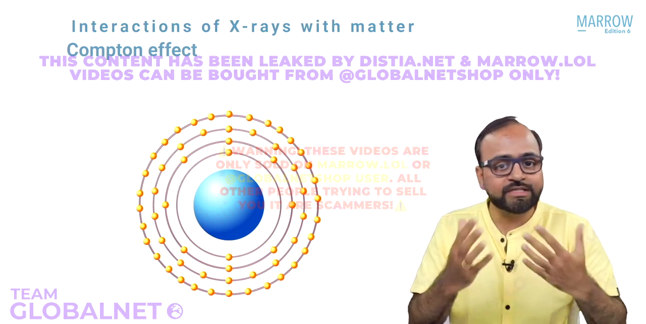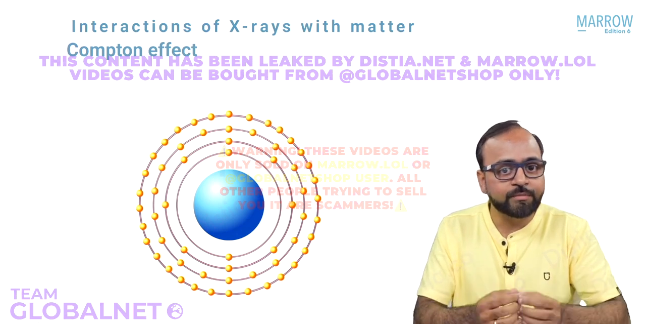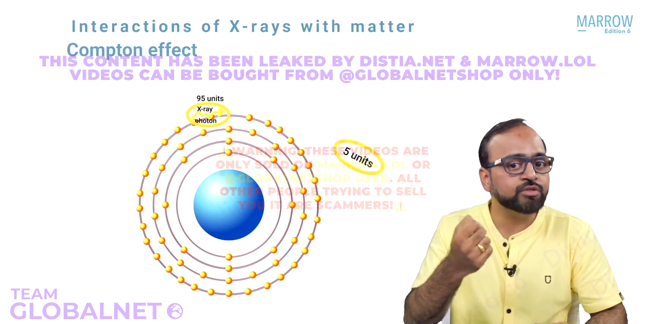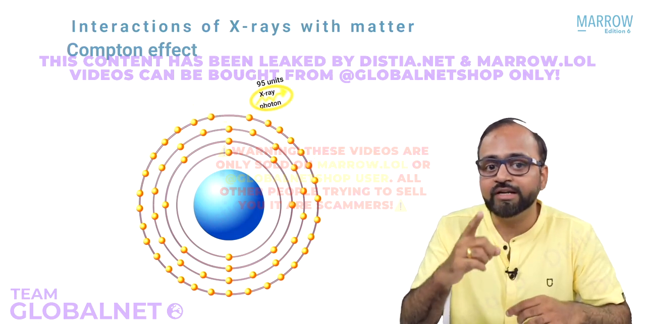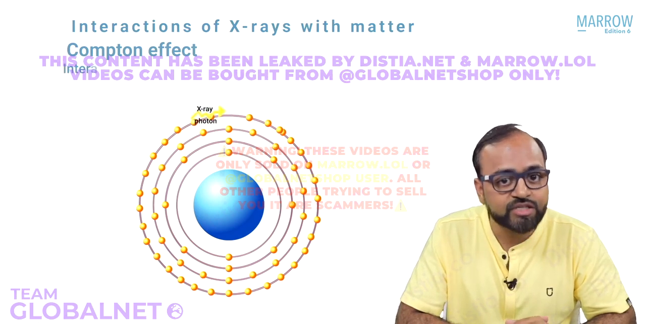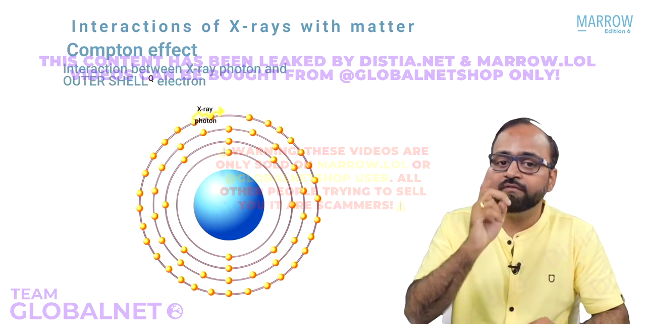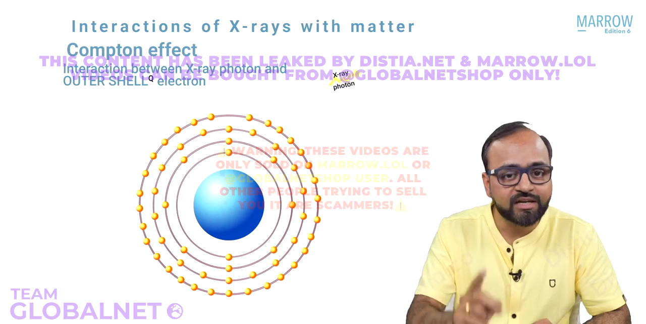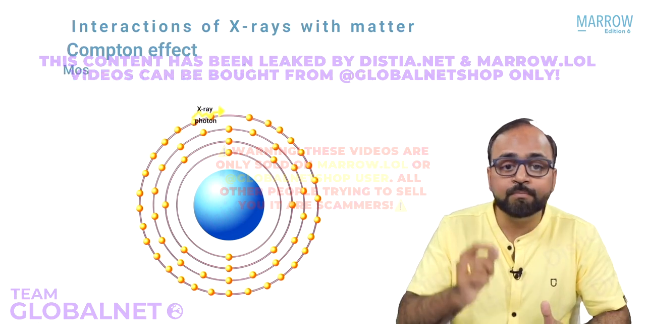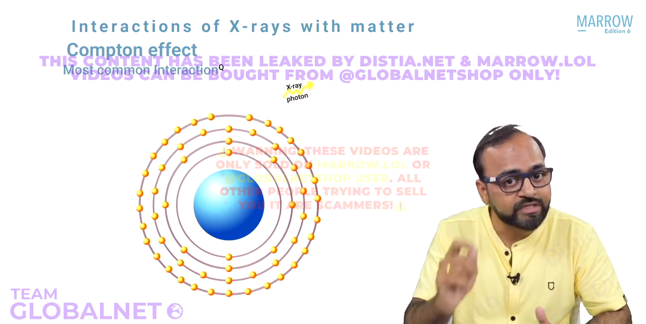So quickly, what is happening in Compton effect? See, look at the animation. The X-ray beam is coming and hitting an outer shell electron. The outer shell electron is being thrown out, but the X-ray beam is getting deviated. So what is Compton effect? Compton effect is an interaction of an X-ray photon, as you can see here, with an outer shell electron, isn't it? With an outer shell electron. This is the most common interaction of X-rays with matter.